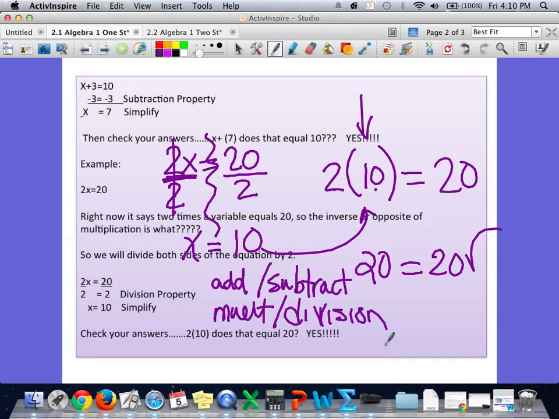Just remember, we have to keep the equation balanced, otherwise it completely changes the problem, and that is not what we do in math. All right, so definitely come see me in the mornings if you have problems with this. This is like some of the foundation for what you'll do the rest of the year. So let's fix this now if you're having trouble, and I'll see you in class.